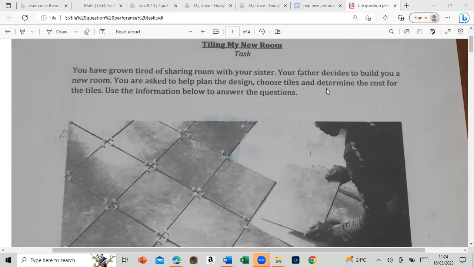Today we're looking at another performance task. Let's go. Alright, so let's read the instructions. This one says you have grown tired of sharing a room with your sister. Your father decided to build you a new room. So that's what you're going to build, a new room. You are asked to help plan the design, choose tiles, and determine the cost for the tiles. Use the information below to answer the question.